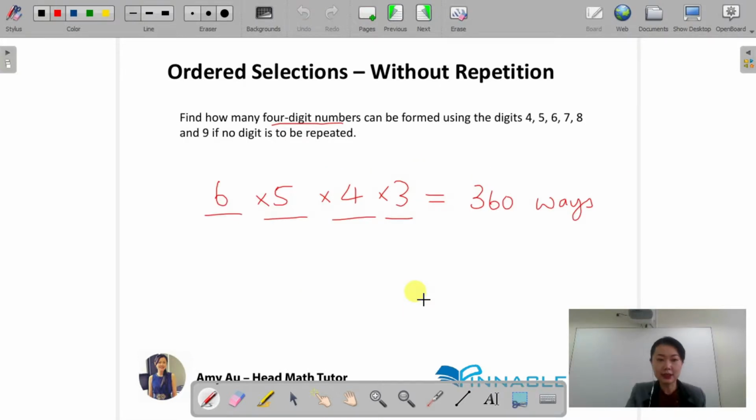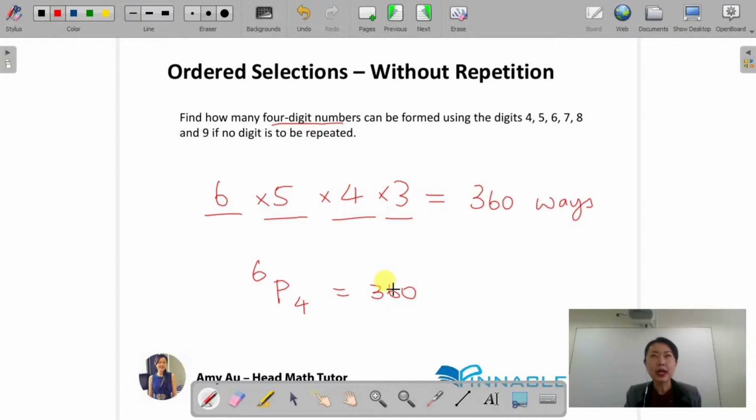Okay, now the previous question can also be done using nPr. So in this case, you've got 6 digits and you have 4 spots to fill. So a 6P4 should give you 360 as well. So that's just making you aware that such a notation exists.